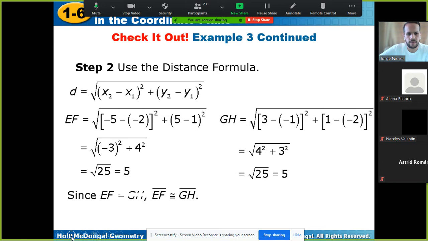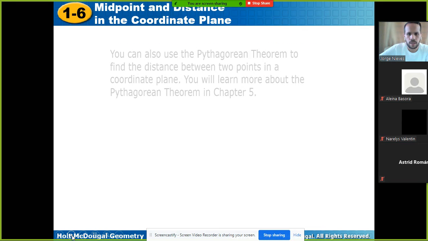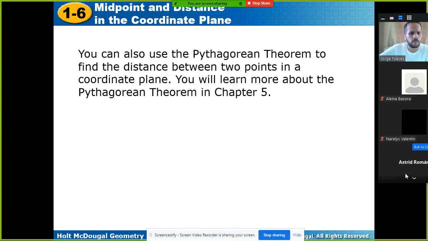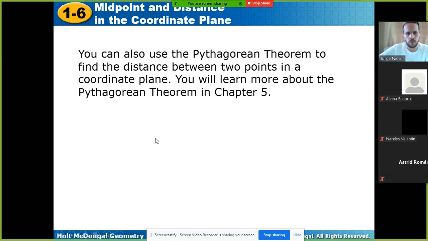Okay, so it's going to be 5. So EF is equal or congruent to JH. Eso es bien importante. Póngale mute, escucho algo por ahí. So let's see the other problem.